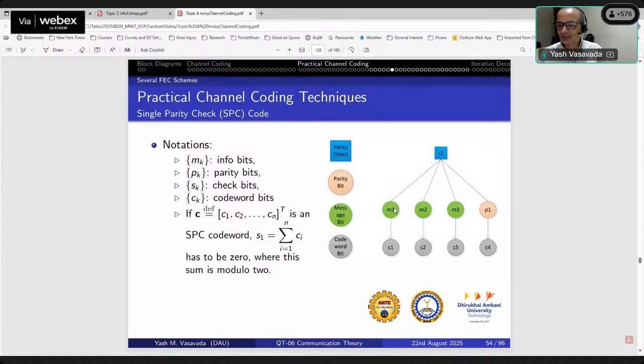In case of the 3/4 SPC code, it will take 3 information bits and add one parity bit, which is simply XOR. So this bit here is showing XOR. And that XOR of M1, M2, M3 becomes P1. And then these 4 bits, M1, M2, M3, and P1 are transmitted as the 4-bit code bits, C1, C2, C3, C4.